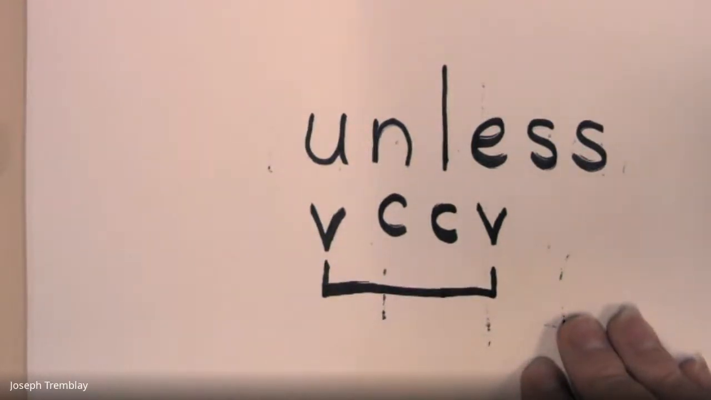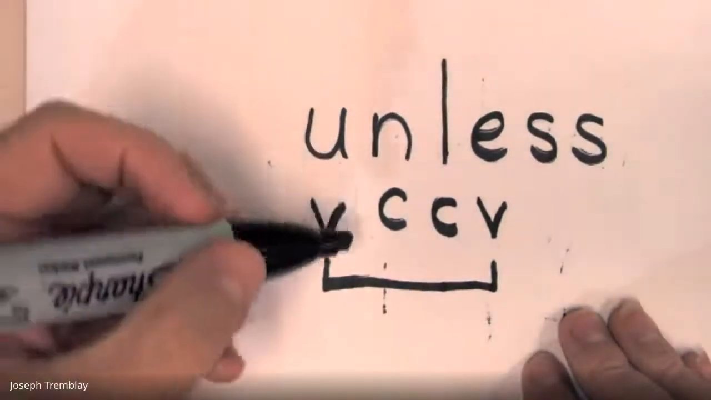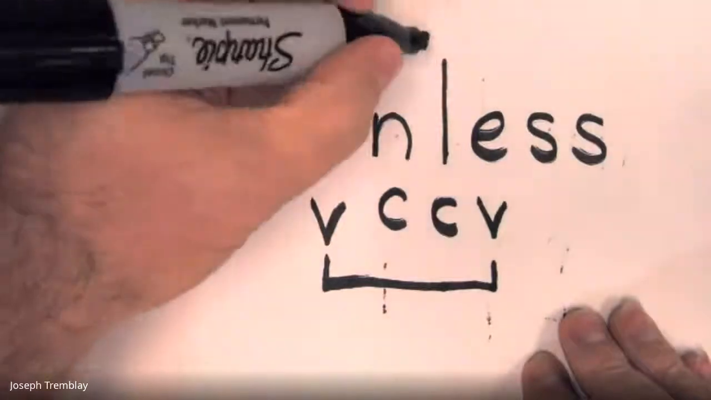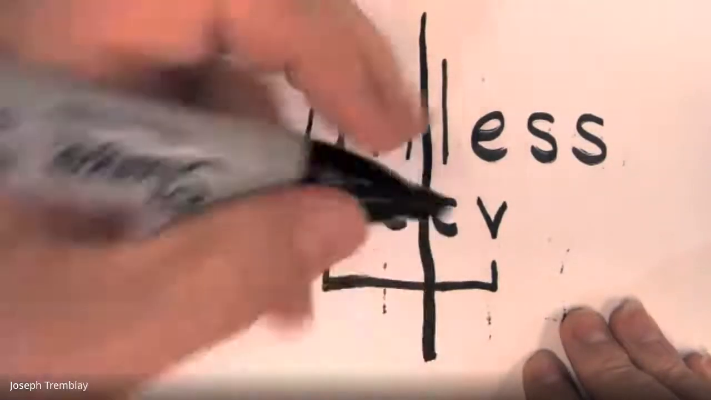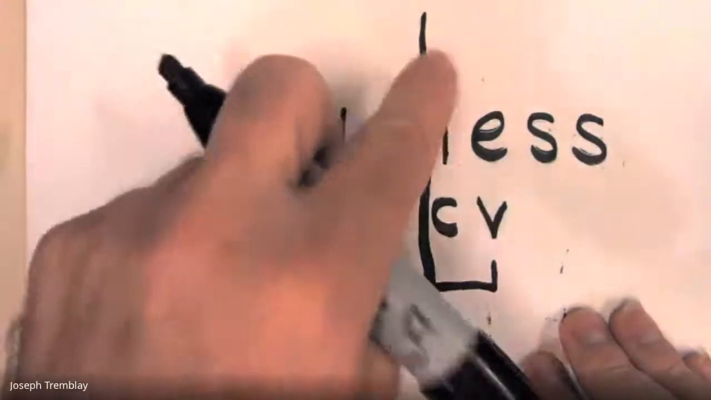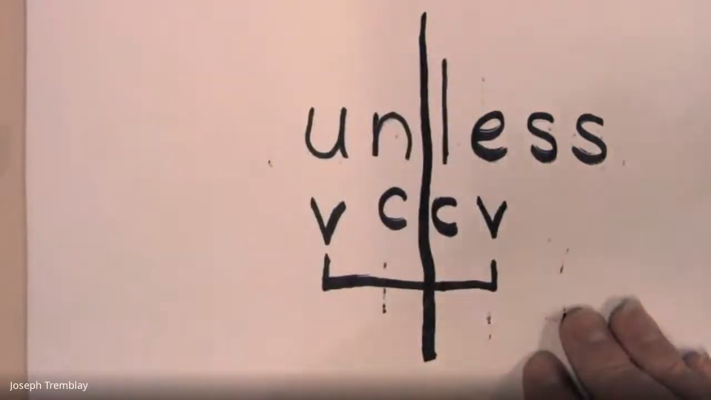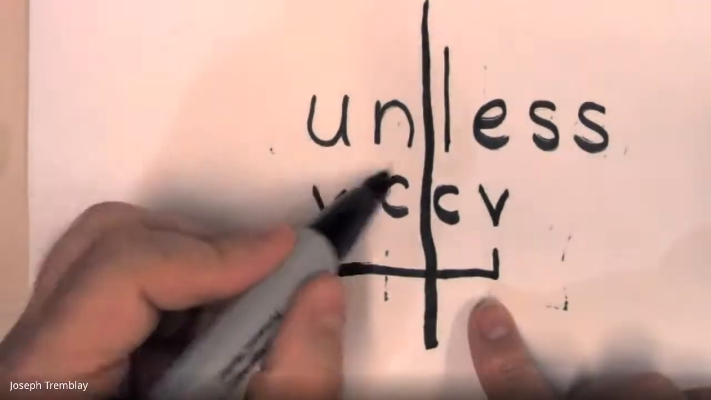I'm going to call it a sled. Your teacher might call it something different. Maybe a wagon or something. And then I'm going to divide between the two C's. I'm going to draw a line. I'm going to make it longer than my L and make it taller so that I can see where the line is and the L is. Now I've got my two syllables again. Here's my first syllable. Un-less.